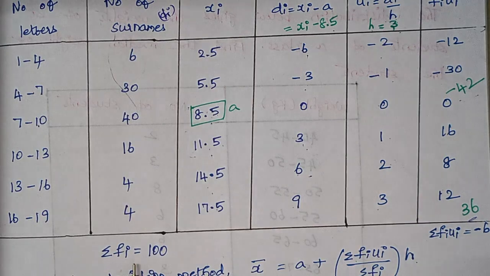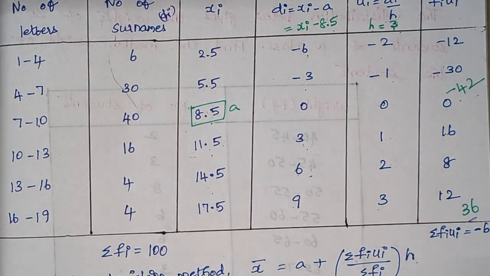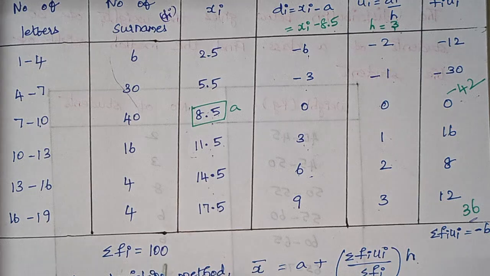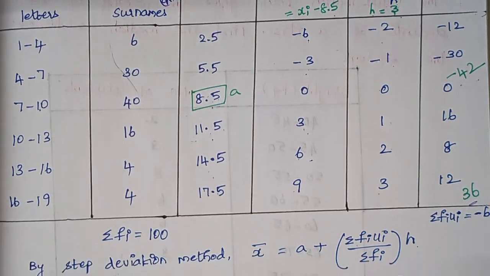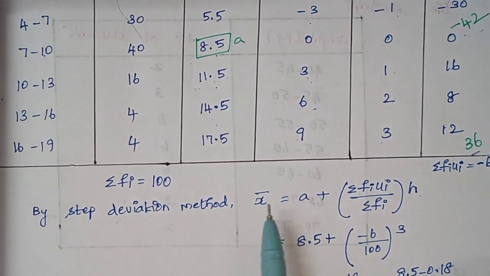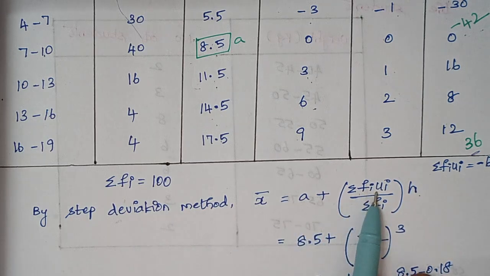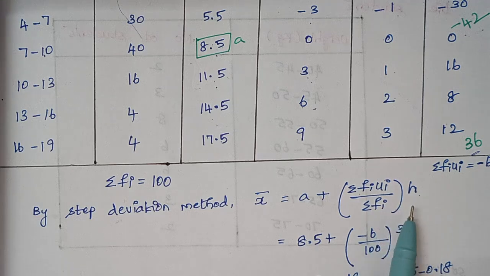And what about summation of Fi? Here they are directly given 100 surnames. So here n is 100. Anyway, when you add all these frequencies, here the answer is 100. Now just substitute these values here. By step deviation method, mean is A plus summation of Fi ui by summation of Fi into h.